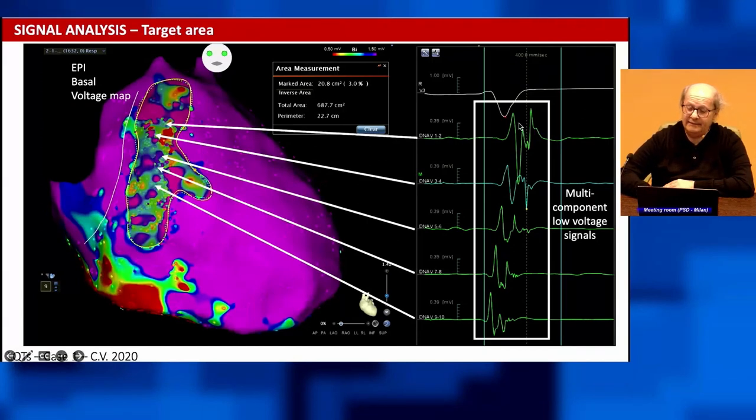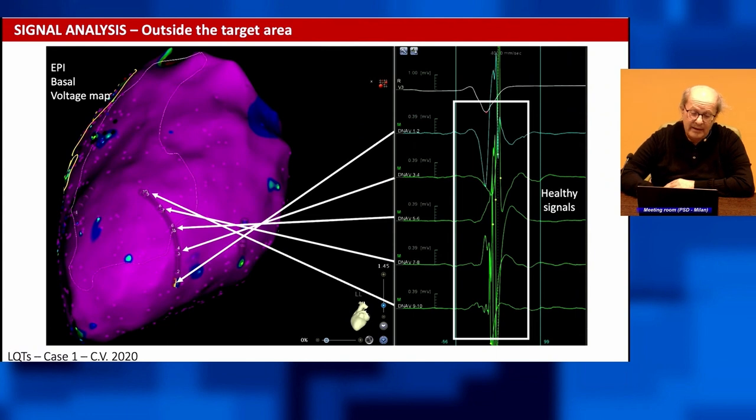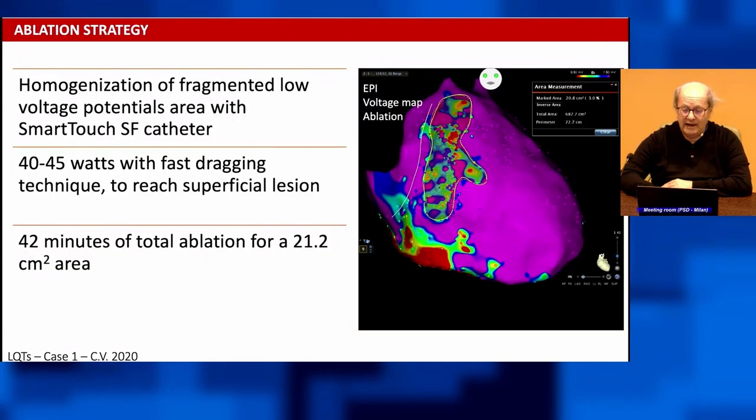And once again, the typical signature is a double potential with an isoelectric line in the middle, but the signature is a multi-component low voltage signal. The localization, once again, is on the epicardial aspect of the tricuspid valve and outflow tract. But if we look outside of this region, at the border between right and left ventricle, for example, there is a very healthy signal. So no signature is outside of that localization.